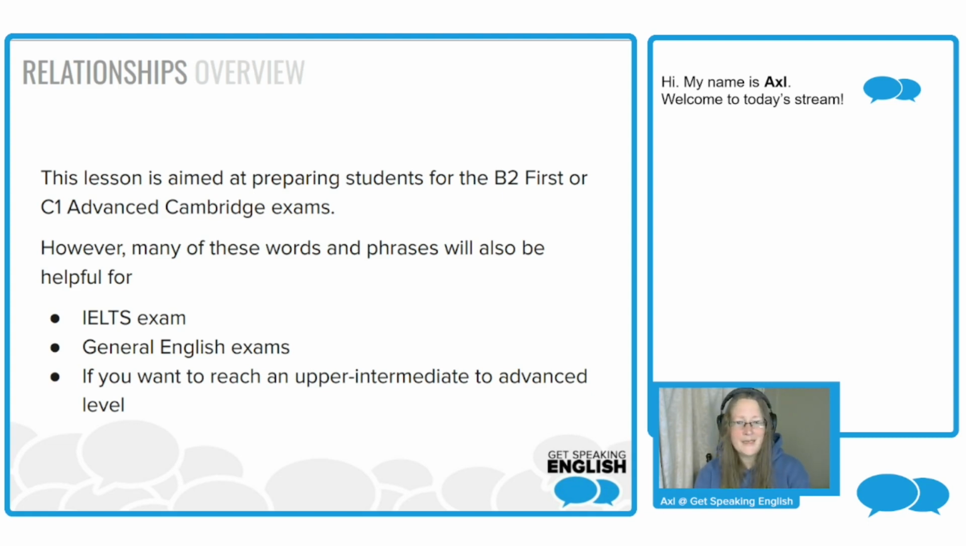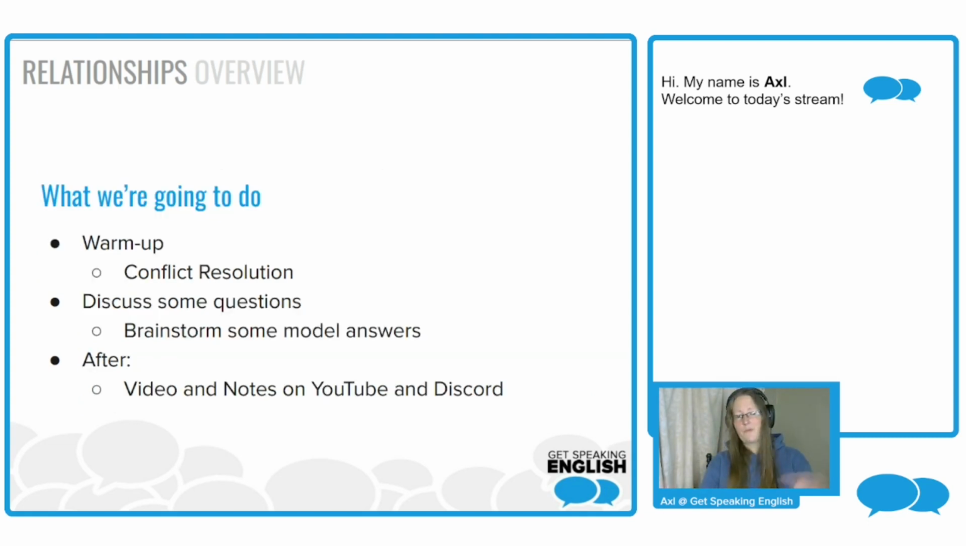So today I thought we're going to do a warm up, and we're going to be talking about conflict resolution today. So, conflict resolution. So our warm up is going to be about that specifically. Then we're going to brainstorm some. Actually, we're not going to brainstorm any questions, but we're going to discuss some questions similar to the ones that you might find on part 4 of the speaking paper of the B2 First and the C1 Advanced exam. So we'll talk about that part of the exam really quickly and then look at some questions in a style that are similar to ones that you might find.